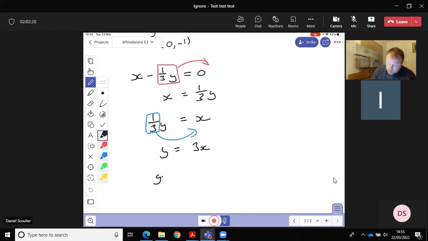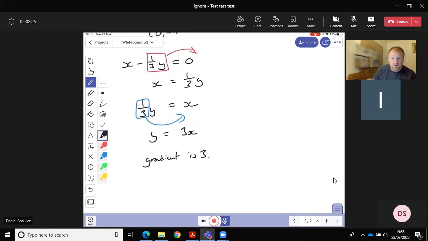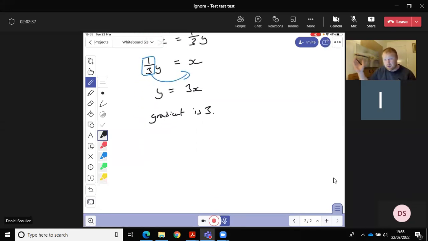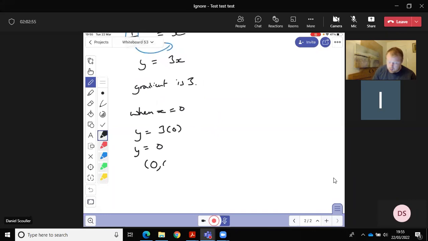And then our gradient is 3. Remember the gradient's how steep it is, so m is 3. It means it cuts the y-axis at 0. Don't be put off by the fact there's no plus something or minus something. It just means it cuts the y-axis at 0. So when x equals 0, y is equal to 3 times 0, so y is equal to 0. Your coordinate will just be 0, 0. So don't be thrown by that, don't be put off, don't be worried by that.